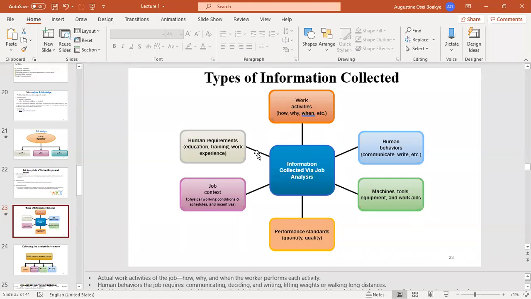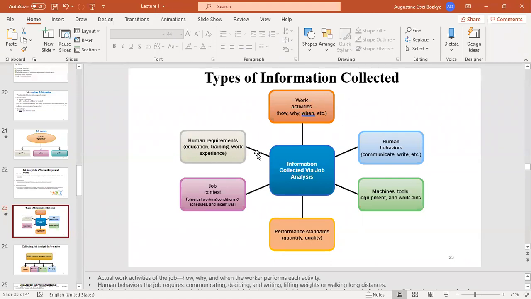Then another information that the job analyst is interested in is the behavioral aspects of the humans that perform the jobs. And in there, we are referring to the communicating patterns, how the employees relate among themselves, how they communicate, how they even record their pertinent information, how they work, and if it involves some facial expressions in terms of communication, how it should be exhibited, and so on and so forth.